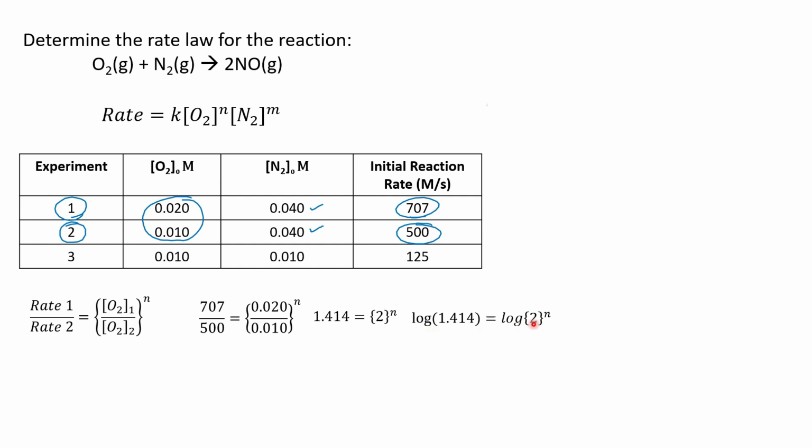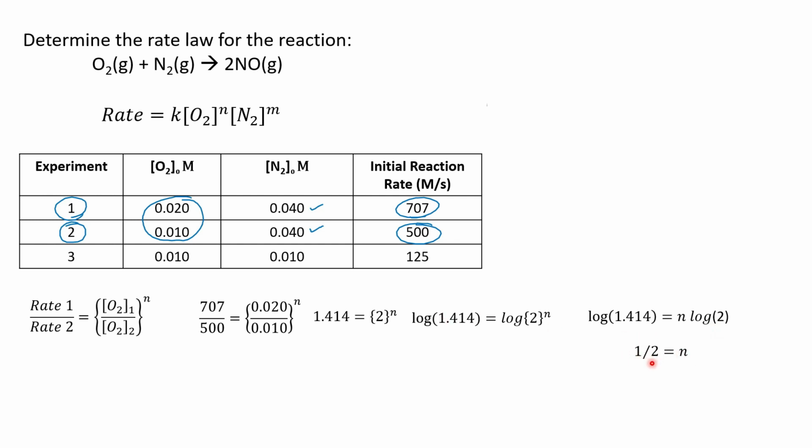When I take the log of both sides of the equation, it means I can pull this n down out of the exponent and put it in front. So here now is my expression. You'll notice n is down here, in front of my log 2. Now I can solve this very easily, and I get n equals 1/2.